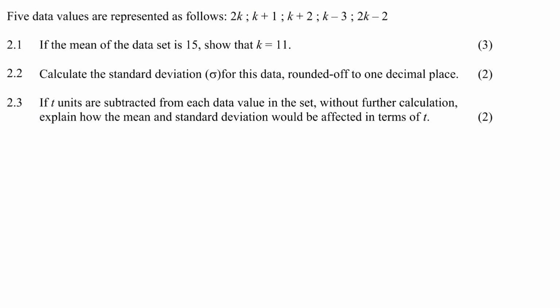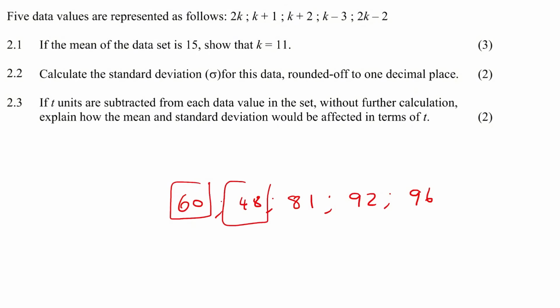5 data values are represented as follows. What are data values? It's just like values. Let's say you wrote 5 maths tests and you got 60, 48, then you started watching Kevin Math Science and then you got 81%, 92%, and 96%. So these would be called data values. It's just values, okay? It's nothing specific.